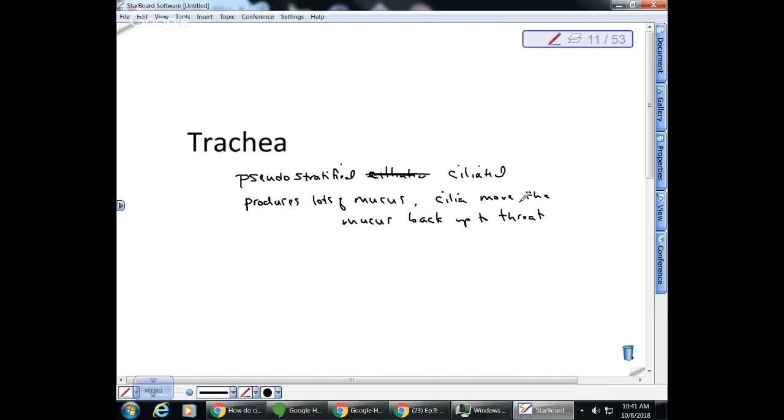Now your trachea sits anterior, or in front of, your esophagus. And so you can actually feel it, right? You can feel the trachea and you can notice that it has rings in it. And so we'll say that it is supported by rings of hyaline cartilage.